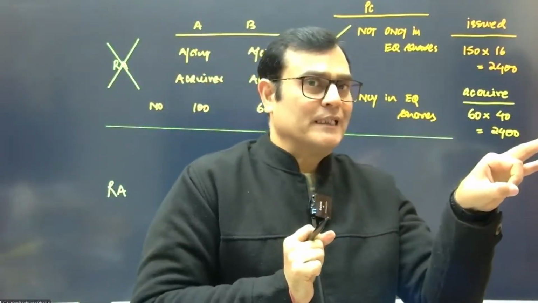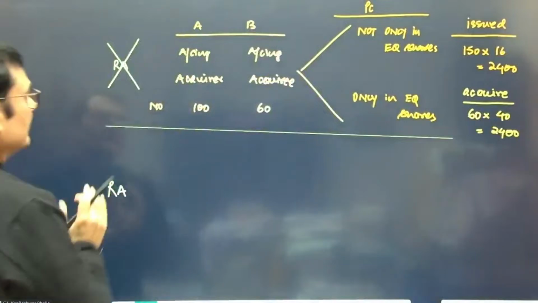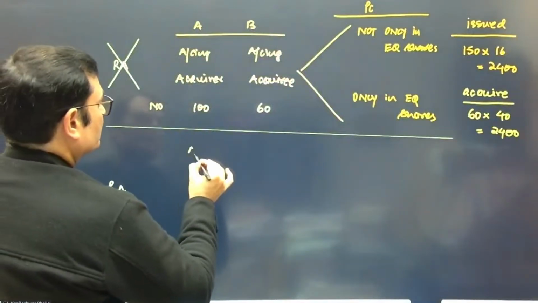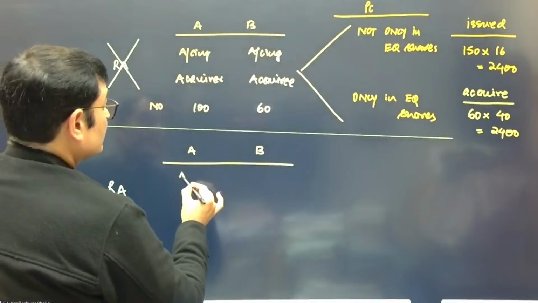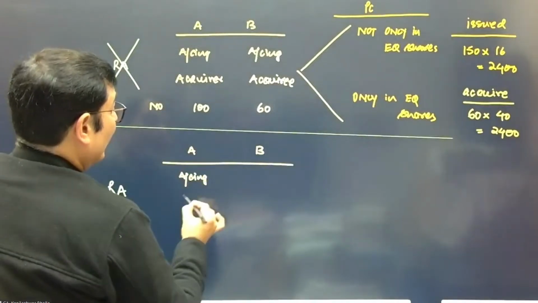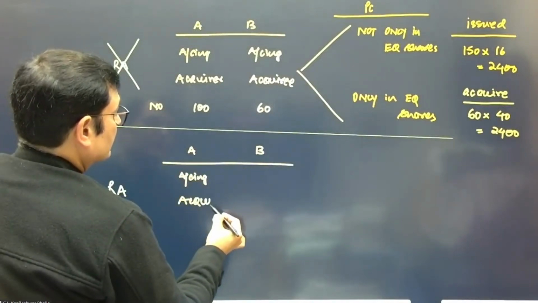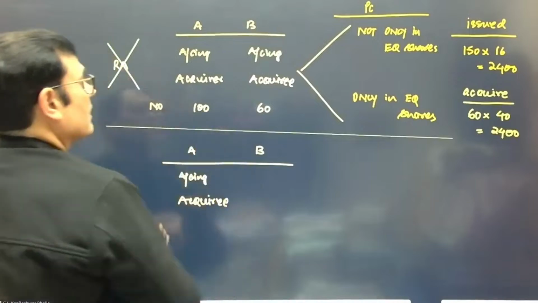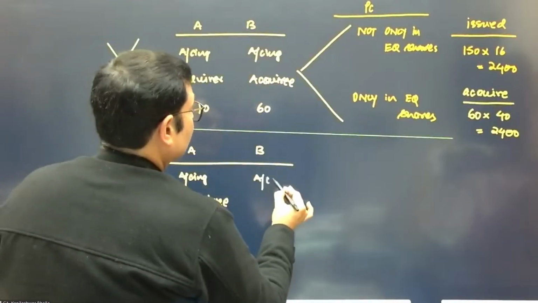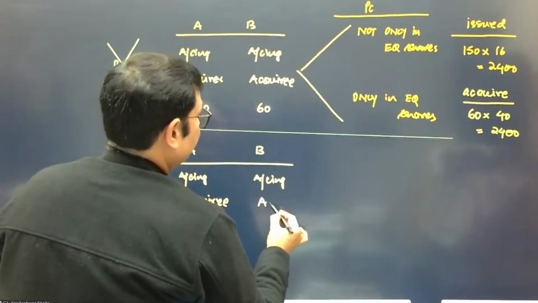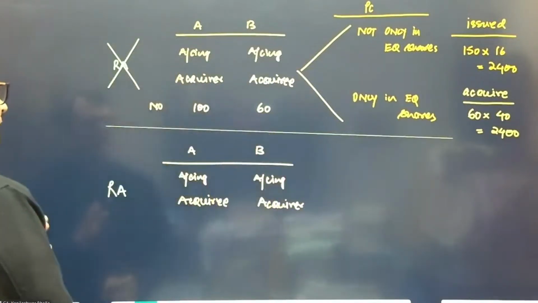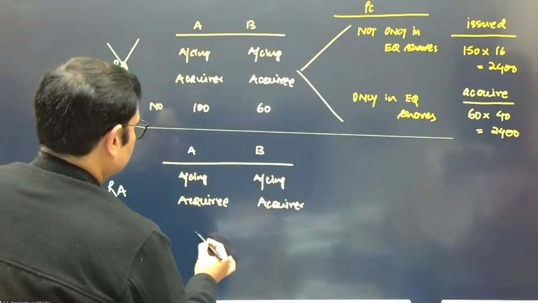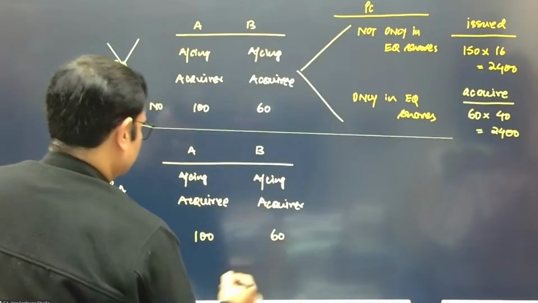Now let's change the focus. Now I'm looking at a reverse acquisition. Let's organize the data again. So this is now the accounting acquiree. Since it is a reverse acquisition, it is the accounting acquiree, and he is the accounting acquirer. So let's take the same numbers. This is 100 and this is 60.